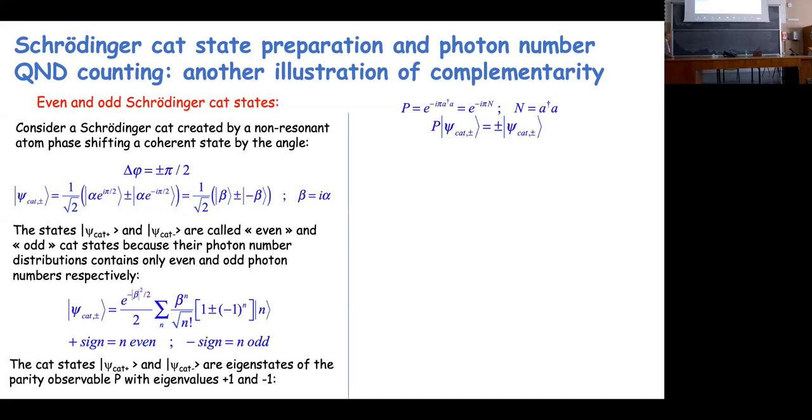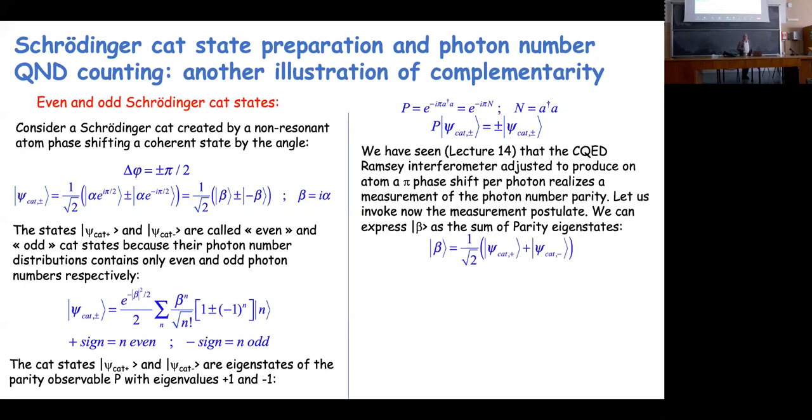Now, I remind you that last week, what we showed is that if you have a pi over 2 shift, what the atom does is to measure the parity of the photon number. You get the atom in level E if the photon number is even, 0, 2, 4, and you get the atom in level G if the number of photons is odd, 1, 3, 5. So now you see that you have another way to interpret this experiment in the case of a pi over 2 shift per photon. What you can say is that the atom which prepares the cat is in fact measuring the parity of a coherent state.